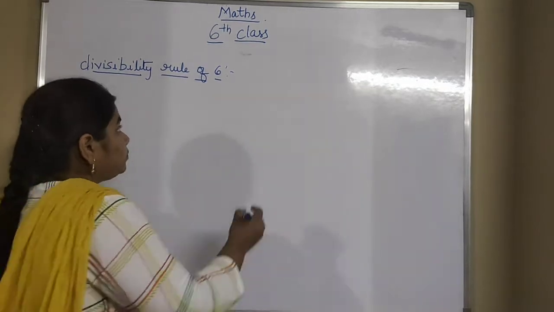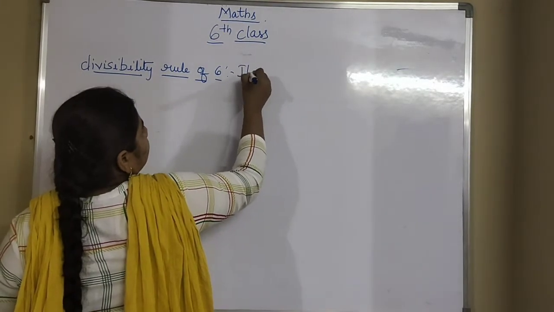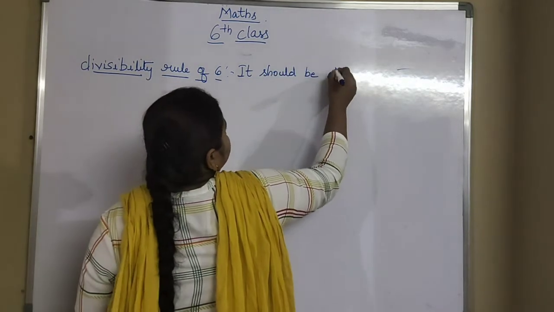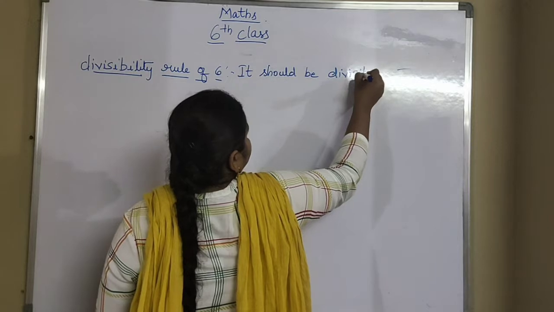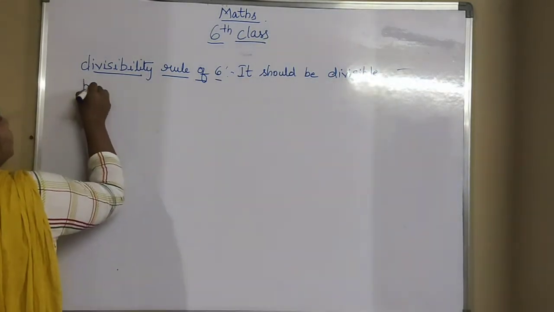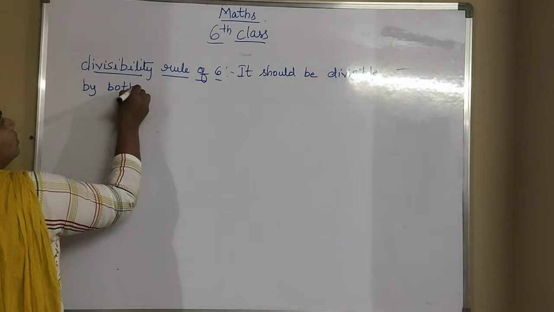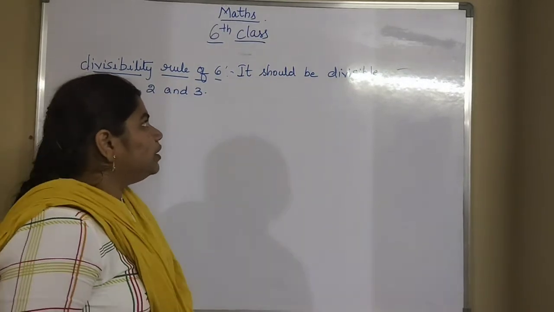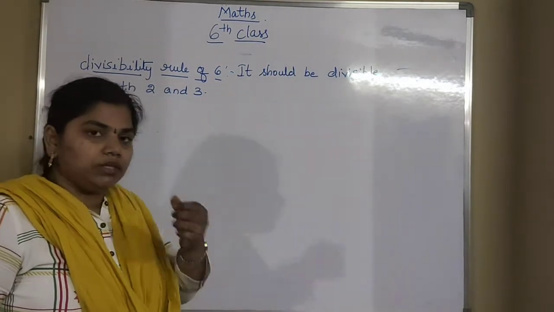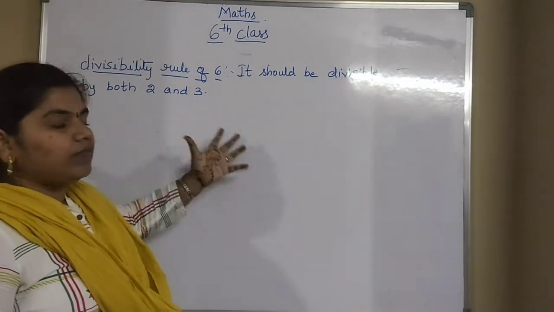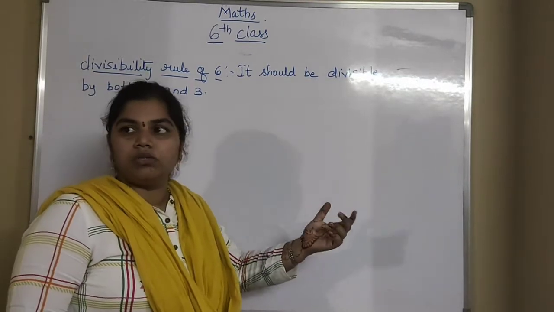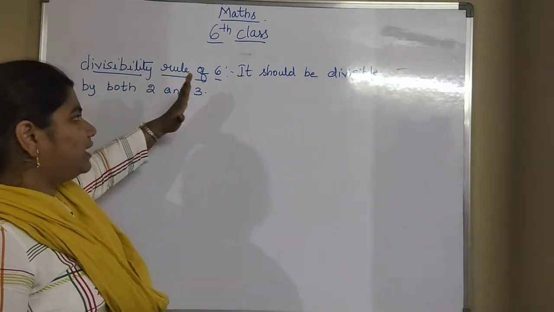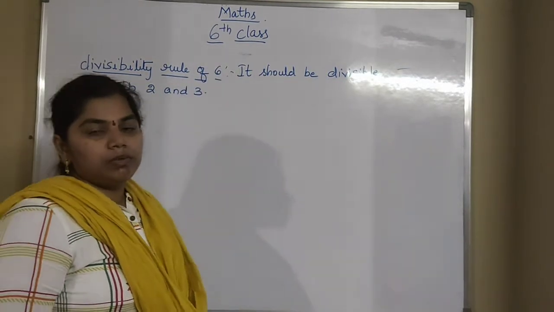It should be divisible by both 2 and 3. So what is the condition here? It should be divisible by both 2 and 3. That means the given number should be divisible by 2 and also the given number should be divisible by 3. So whenever it is divisible by 2 and 3, then only it will be divisible by 6.